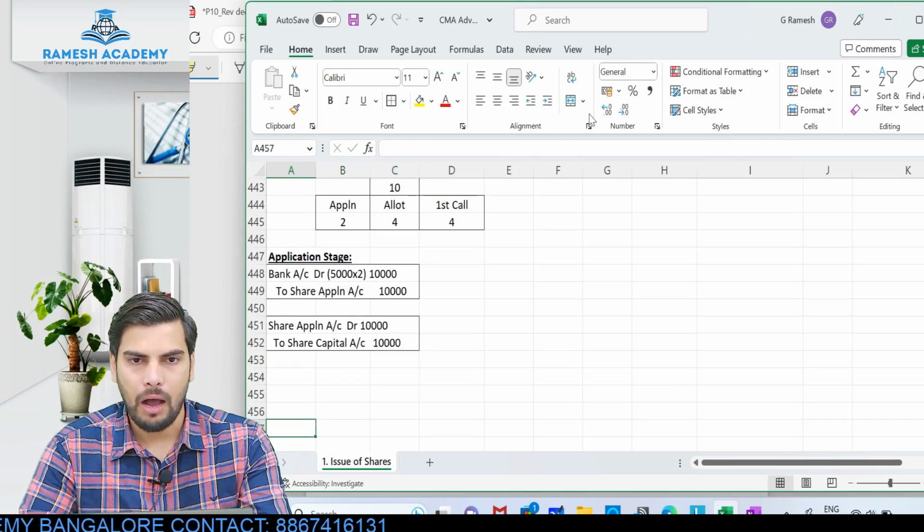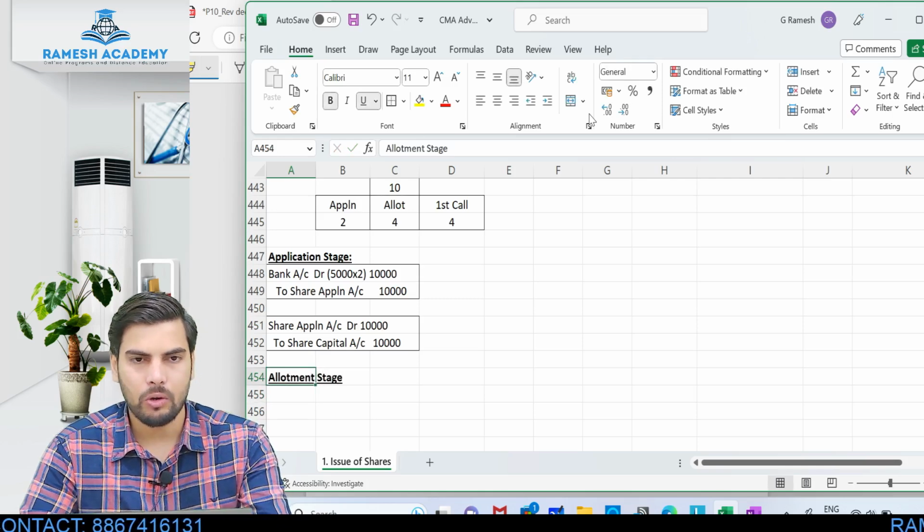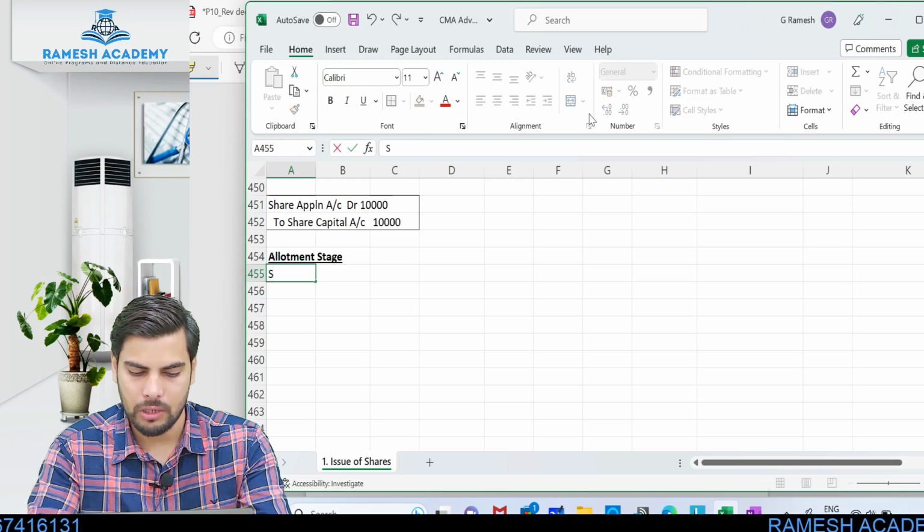Clear? Now after this, the second stage would be the allotment stage. From the allotment stage onwards, you know that we are supposed to pass the due entry first and then the receipt entry. So let me just pass the due entry first.